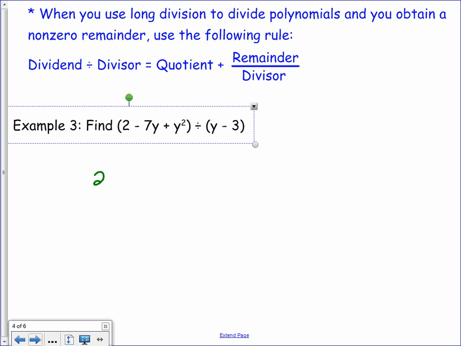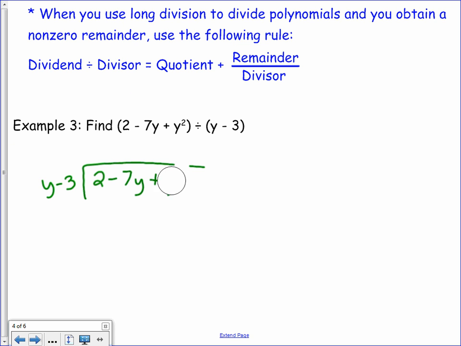So our dividend is the first expression, and our divisor is the second expression. Now, when I wrote this, I noticed this is not in standard form. It's going to be difficult to divide if they're not in standard form. So the first thing we need to do is rewrite the expression so it's in standard form: y squared minus 7y plus 2. Now it's in standard form.